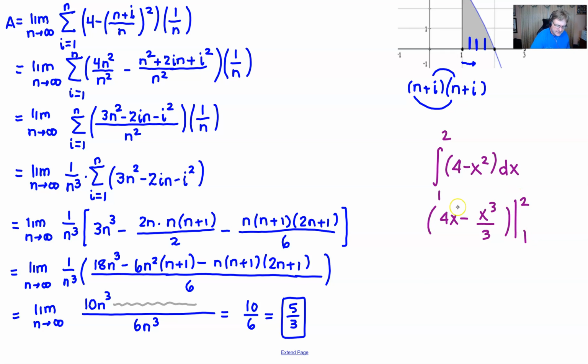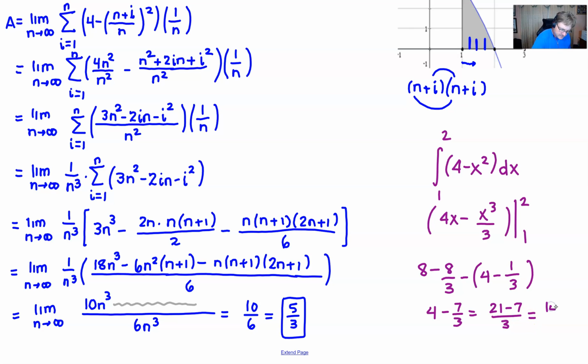All right, and then let's plug 2 in. 8 minus 8 thirds. Built-in minus, plug in 1. 4 minus 1 third. And if I were to do all this math, 8 minus 4 is 4. Negative 8 thirds plus 1 third is negative 7 thirds. And that's going to be 21 thirds minus 7 thirds, which is 14 thirds.